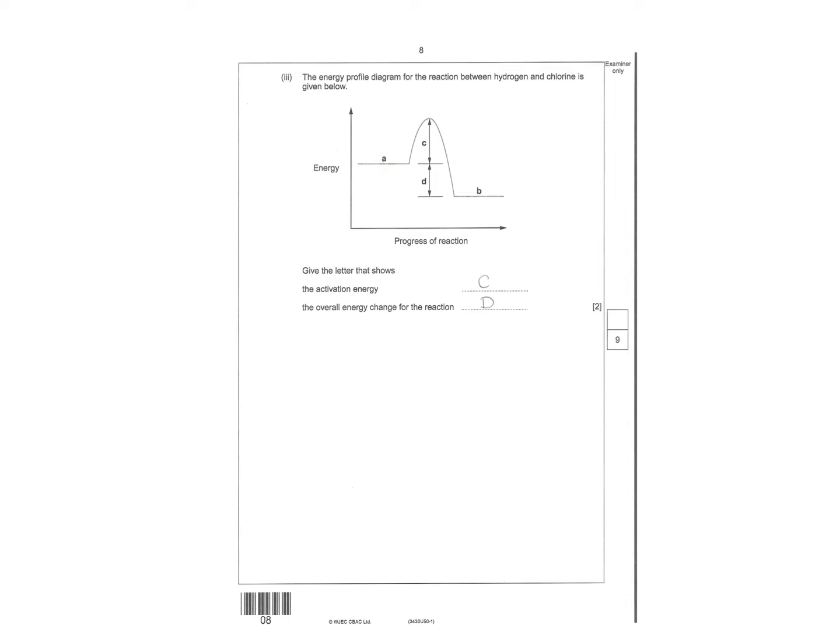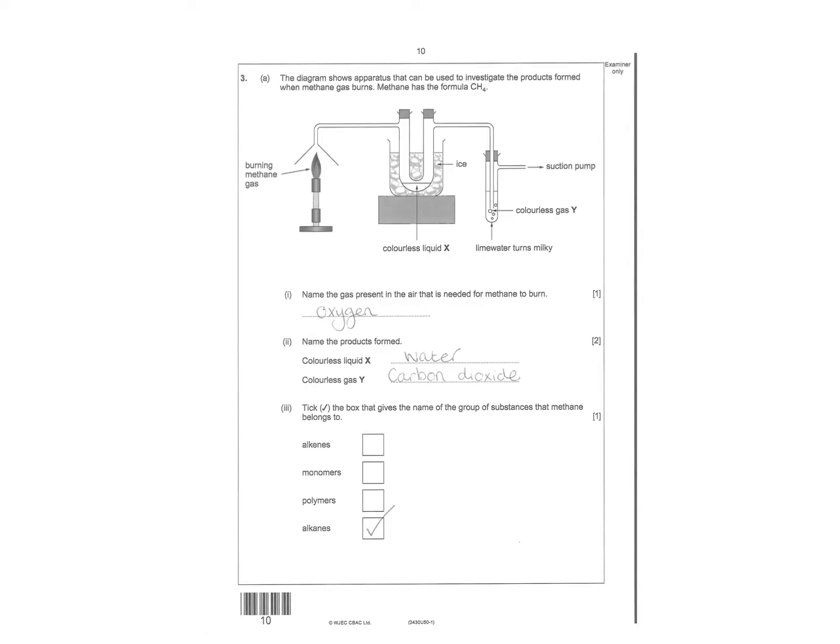Letter that shows activation energy. Activation energy is always from the reactants to the top of the peak. And then overall energy change is the difference between reactants and products. Blank page, don't need to write anything on there, just leave it.